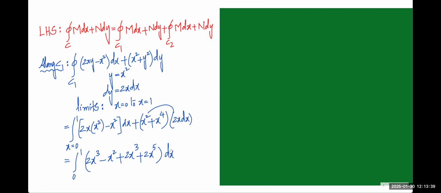So we should write this in order. The order will be the integral from 0 to 1. This is 2x to the power of 5, I am writing here first. Then 2x cube plus 2x cube becomes 4x cube together. Then minus x square into dx.